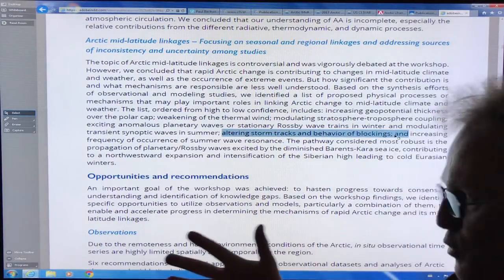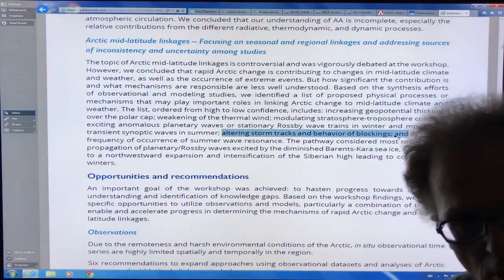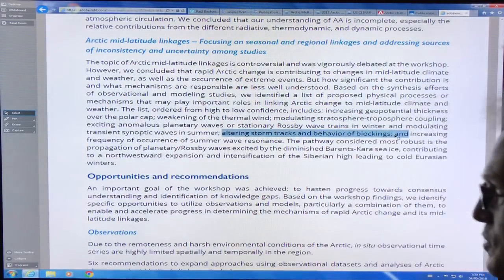More of them are going further north up into the Arctic as the jet stream becomes wavier. They're actually crossing the equator, as I've shown, the jet streams connecting from the northern hemisphere to the southern hemisphere.